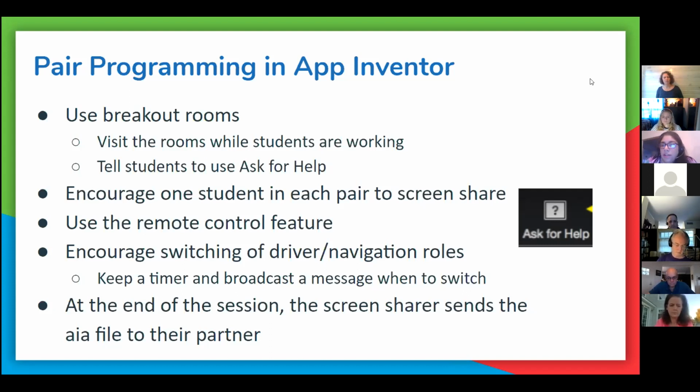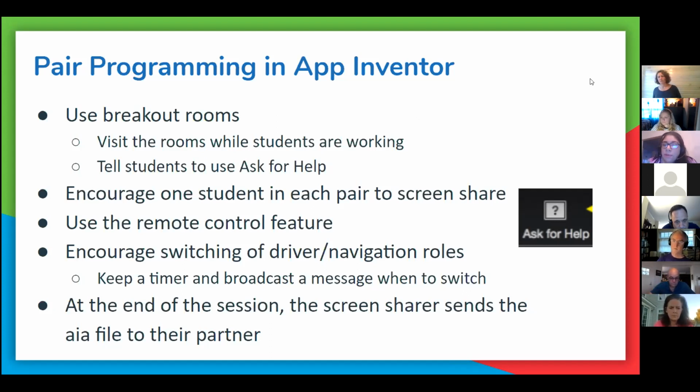You may have noticed in the Pogo breakout rooms, you were getting messages from Alexis that were coming up. So you can broadcast messages to all of the groups. So you could broadcast a message that says, hey, time to switch. You can also keep a timer on your own computer and say, every 5 minutes or so, go ahead and switch the roles and then broadcast a message.